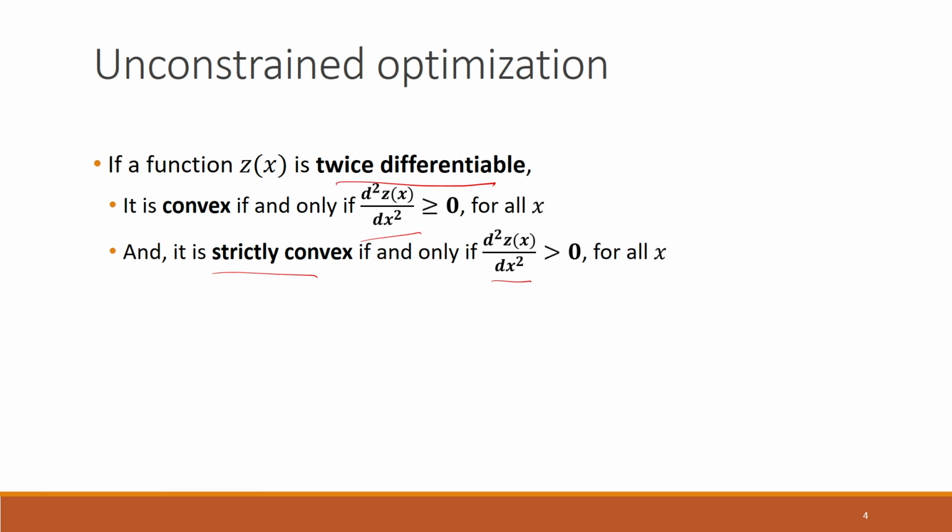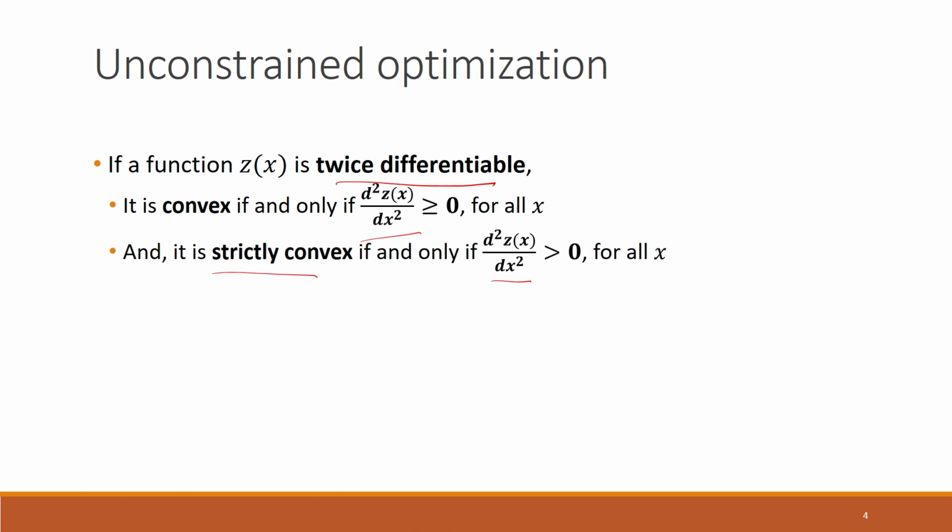If we know that a function z is twice differentiable, then it is convex if and only if the second derivative of z with respect to x is greater than or equal to 0 for all x. And for strict convexity this reduces to the second derivative being positive. Now this simplifies life a lot. We just have to compute the second derivative, and if we see that it is greater than or equal to 0 for all the x values, then this function is convex, given that it is twice differentiable.